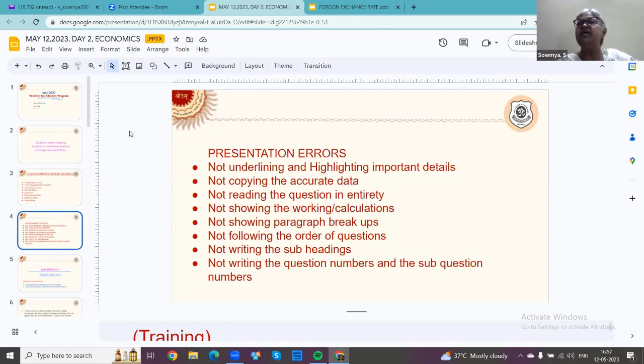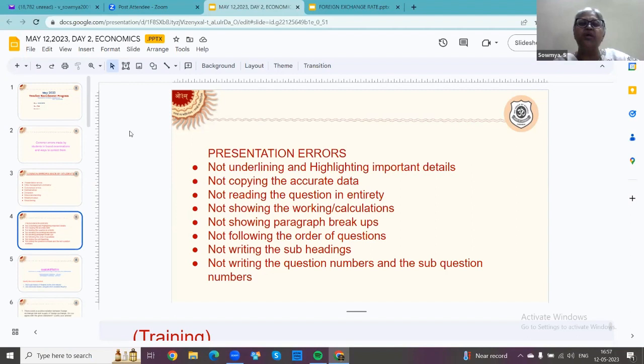Not showing the working or the calculations is a major thing. Sometimes, in macro, they definitely expect the formula, then the steps, then the entire calculation, and then the final answer. Even in the board answer key, they say that if only the final answer is given and the calculations are not shown, if the working is not shown, do not award marks. That's exactly what is written in the board exam key, right?